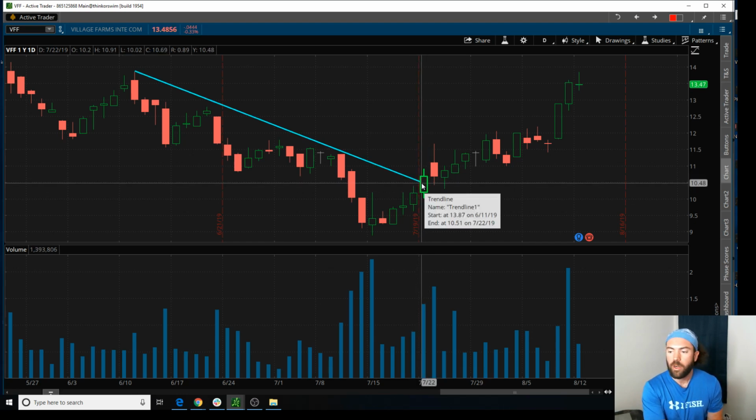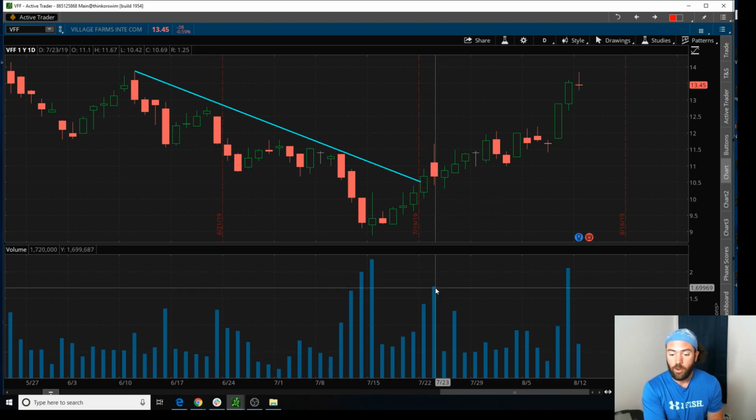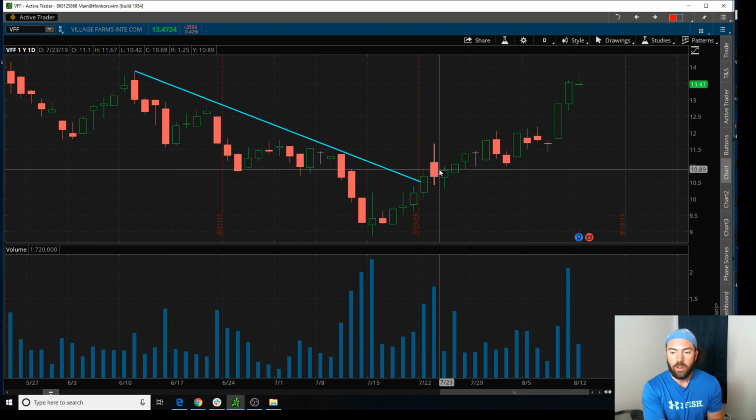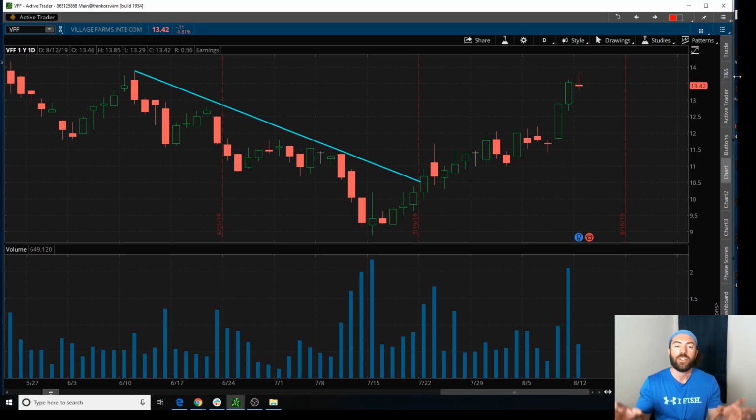So here we have the trend line breakout around 10.5 a share. We had another day of elevated volume to confirm it. And then pretty much ever since then, we no longer had a down day. Prices only went up. Here we are around 13.5 a share from about 10.5 a share, nearly a 30% move or so on the trendline breakout strategy. So you can use this over and over again. My little tip here is start with the daily time frame, and then you can use this strategy all the way to a 5-minute or even a 1-minute time frame if you're day trading there.